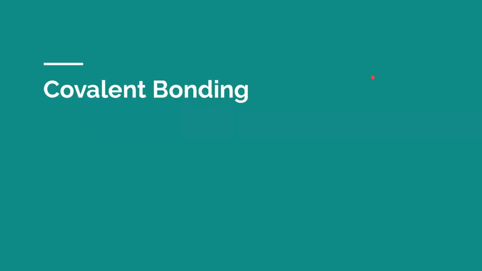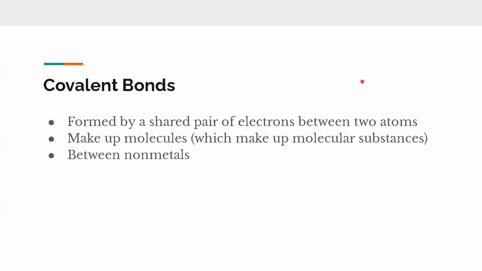So now we're gonna move on to covalent bonding. This is significantly easier. You don't need as much math required, I think. Anyways, covalent bonds are formed by a pair of electrons between two atoms.